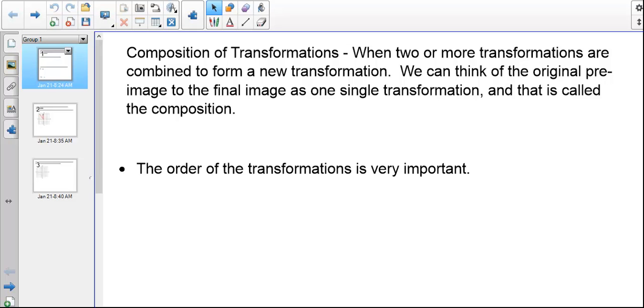Compositions of transformations are when I do more than one transformation in a row. The only thing that's new is that we're going to think about doing those multiple transformations as the final product being just one transformation. The most important thing to realize as we go through this is that the order of the transformations is very important. And again, the goal is to write multiple transformations as one thing.